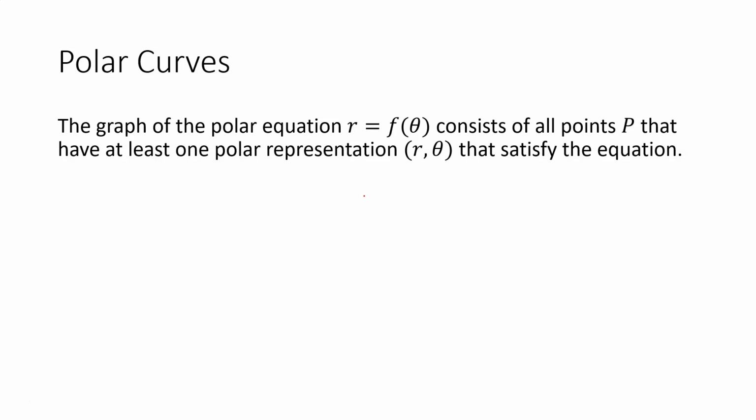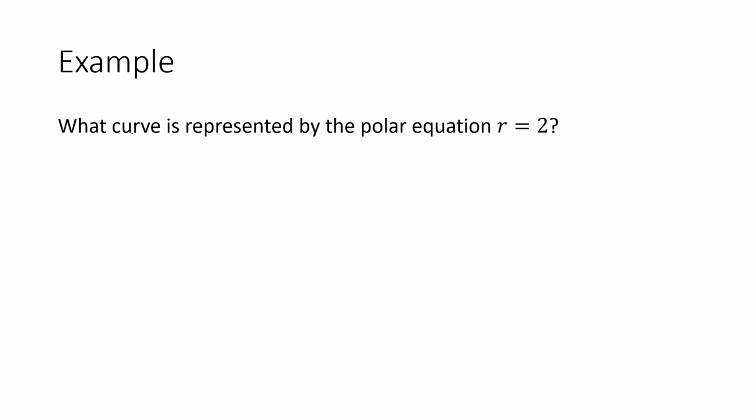So let's just warm up with some very simple curves. What is the curve that goes with the polar equation r equals 2? So if we're imagining what kind of curve this would be, we can consider what points would satisfy this equation. Basically, a constant for the radius means that we're looking at all the points that are a distance of 2 away from the pole.